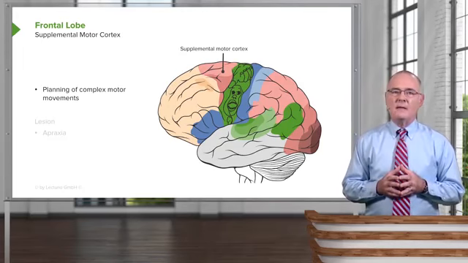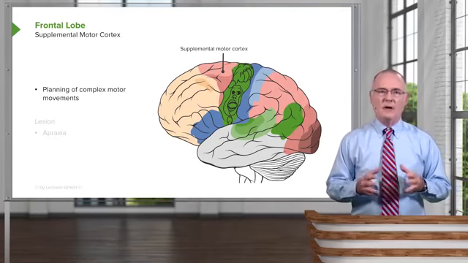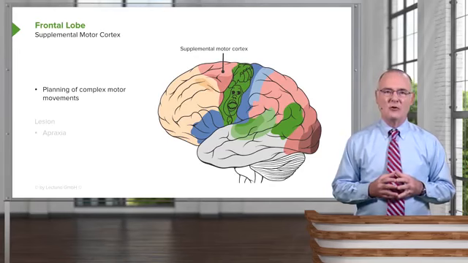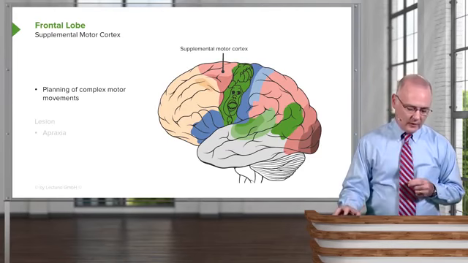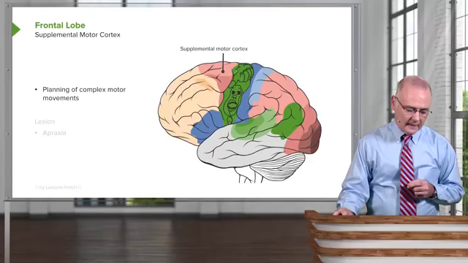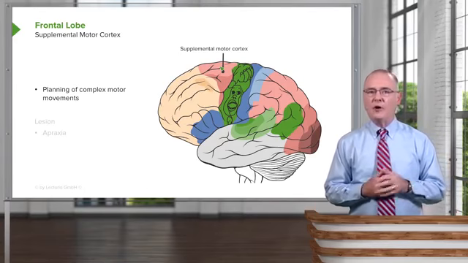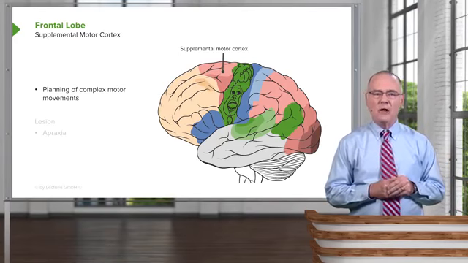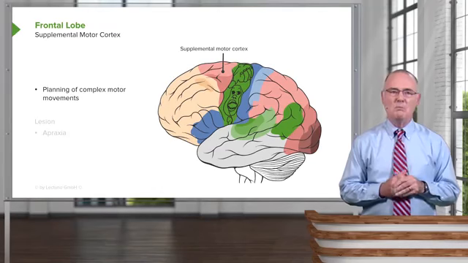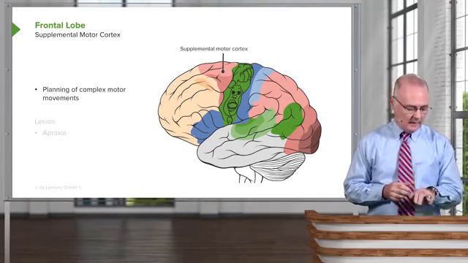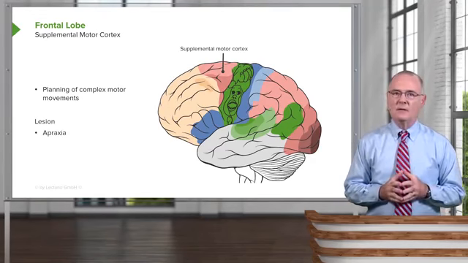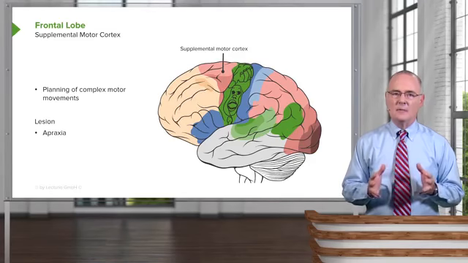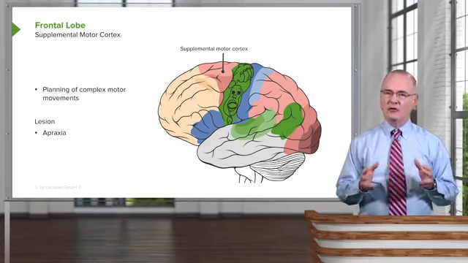Our next area, in the frontal lobe, is that of the supplemental motor cortex. We see it identified, again, anterior to the precentral gyrus, and it's involved in the planning of complex motor movements. A lesion of this cortical area can cause apraxia as well.